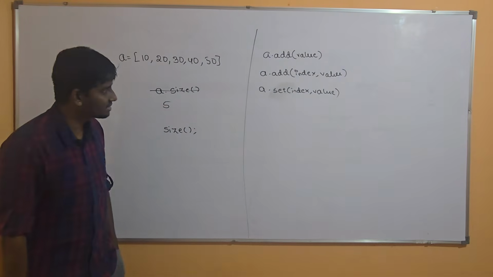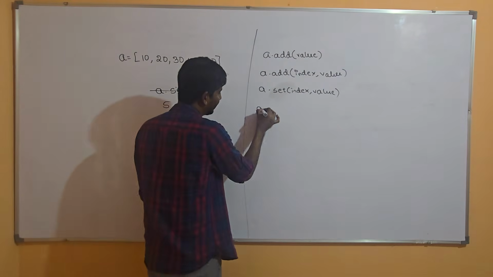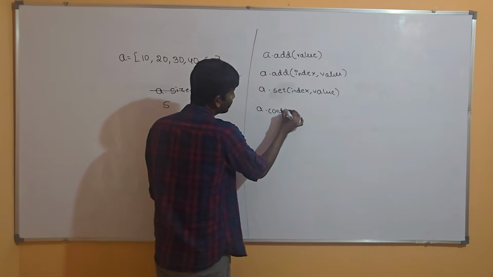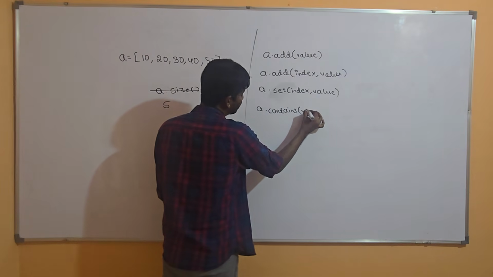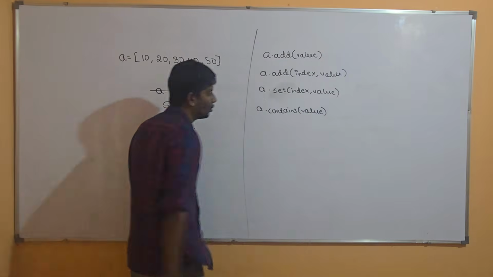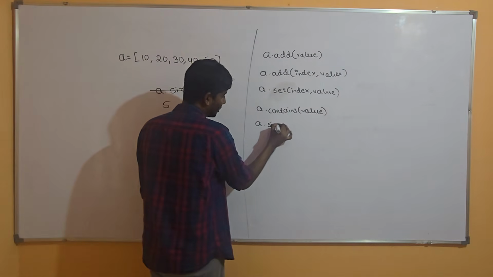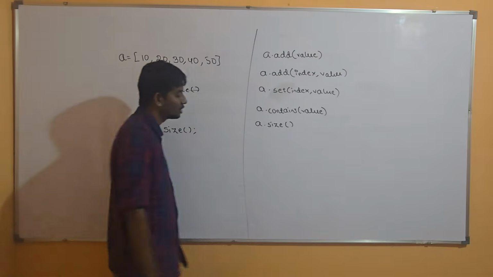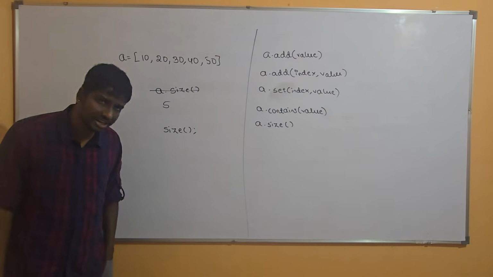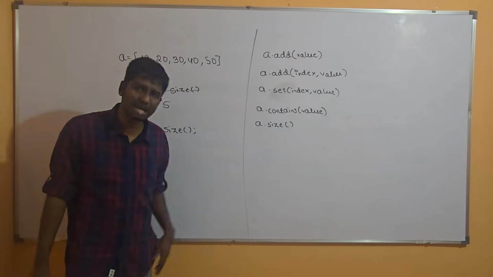Then I think we discussed a method called A dot contains. Contains will tell you if your given value is present or not. If it is present, true. If it is not present, false. Then there is A dot size. Size will tell you the total number of elements present in your array list. This will not take any parameter also.